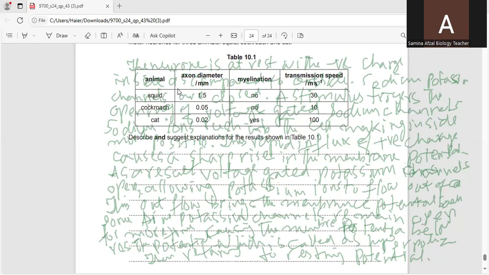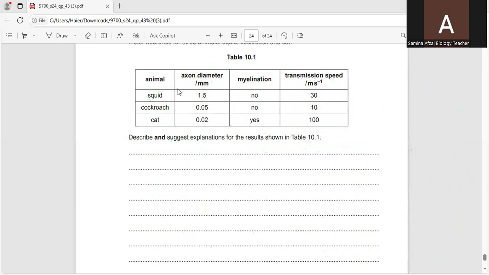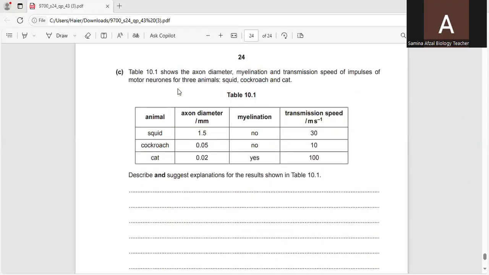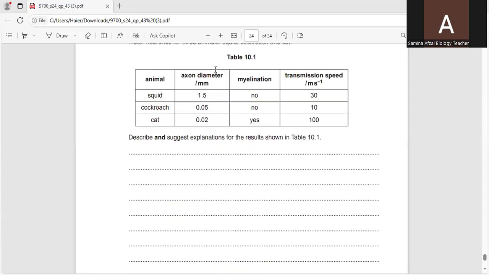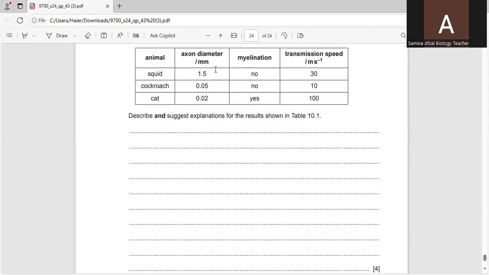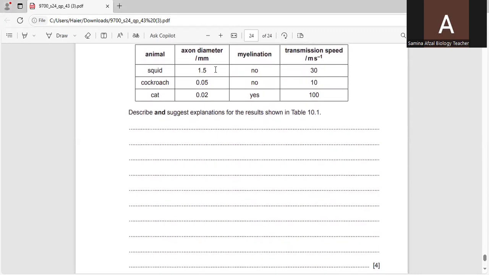let's see a table, which is Table 10.1. Table 10.1 shows the axon diameter, myelination and transmission speed of impulses of neurons for three animals: squid, cockroach, and cat. You can see this table, and the question says describe and suggest explanations for the results shown in Table 10.1.